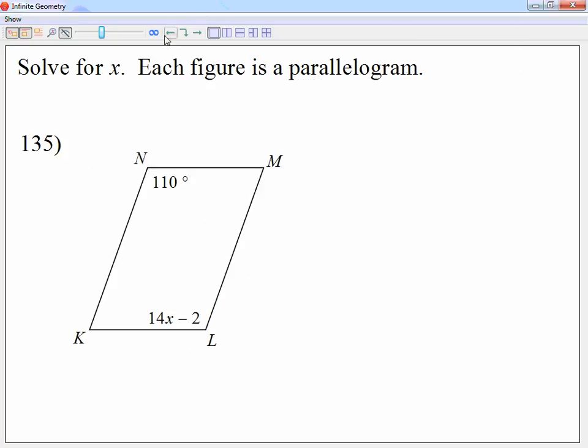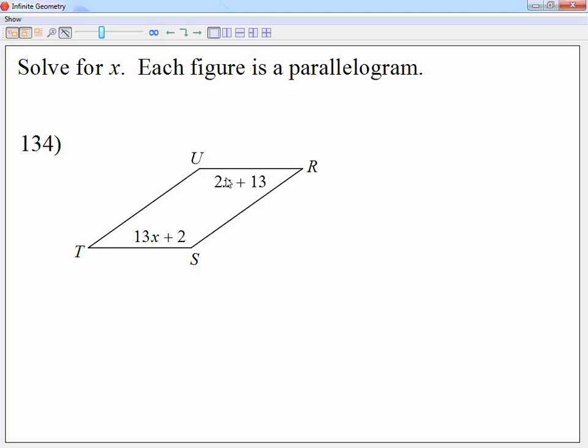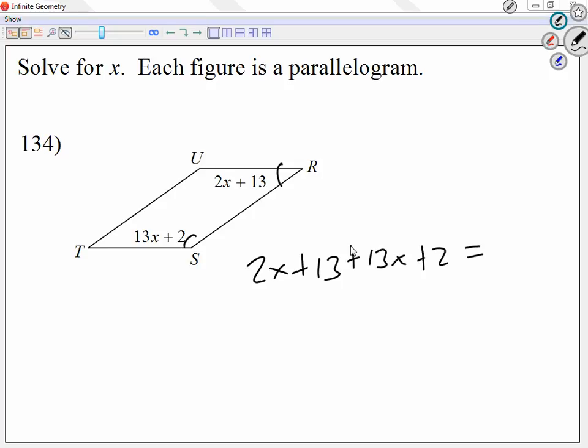Now looking at 134, I'm dealing with angle R and angle F. I know those two are adjacent because they're connected by a side, so add everything. 2x plus 13 plus 13x plus 2, and it is equal to 180. Right? Two adjacent angles add up to 180. If they were opposite, like questions 135, I would let them equal each other. Right. Any questions up until 138?